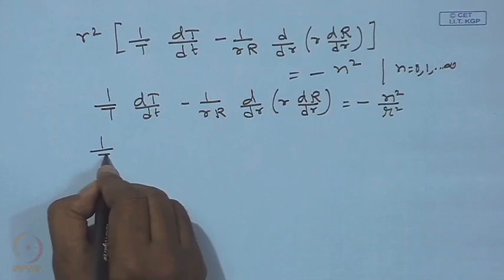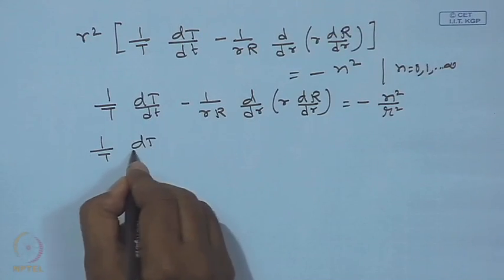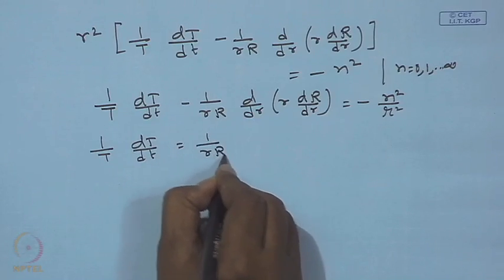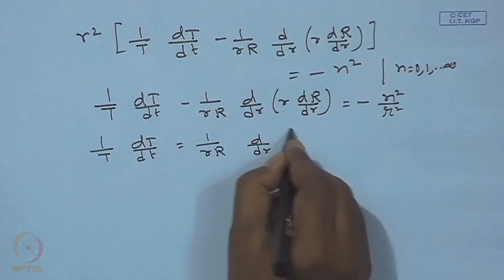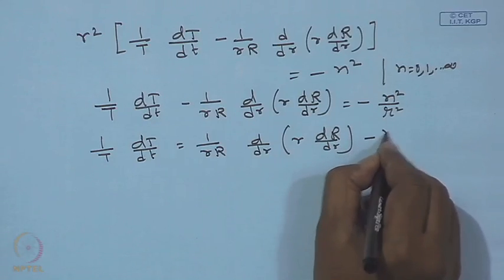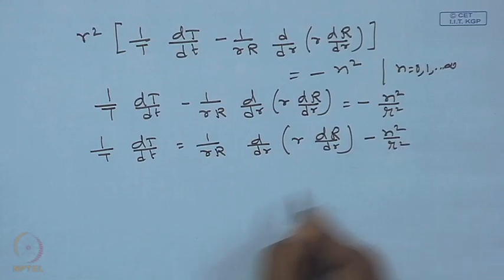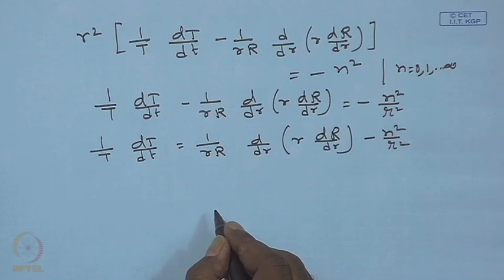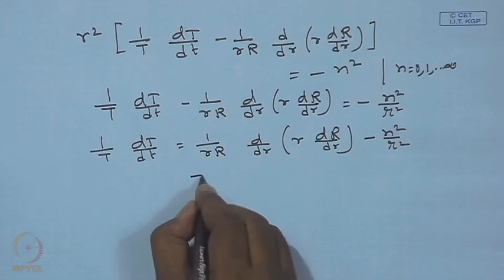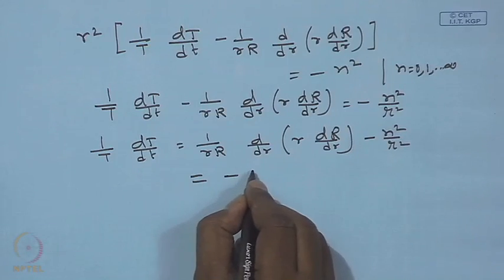So, we bring it on the other side. So, 1 by T dT/dt is nothing but 1 over r d/dr of r dR/dr minus n square over r square. Now, the left hand side is entirely a function of time, the right hand side is entirely a function of space in r. They are equal, therefore, they will be equal to some constant.